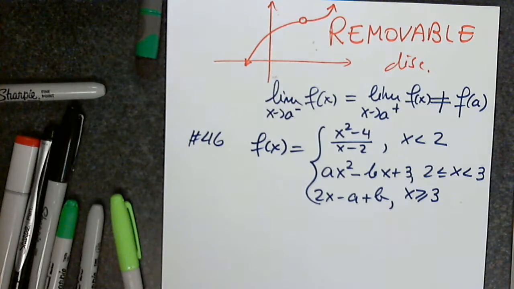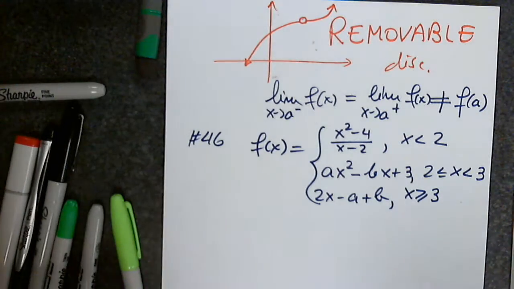I have an idea. I think you can take the limit as x approaches 2 on the first part. And then from there, you try to define that with ax squared minus bx plus 3. You're on the right track. Yes, you're on the right track.